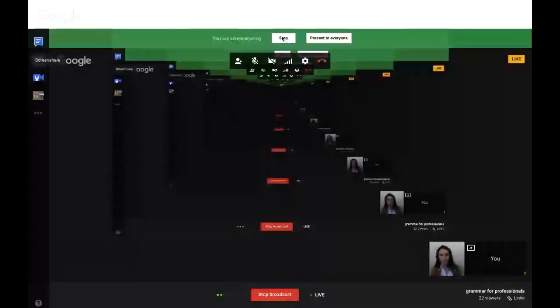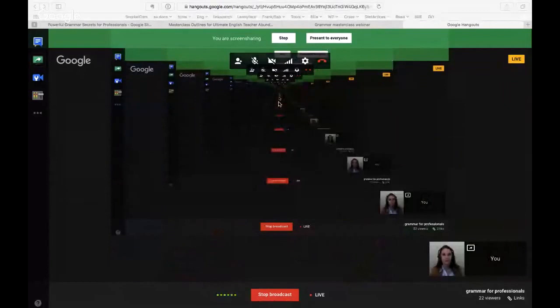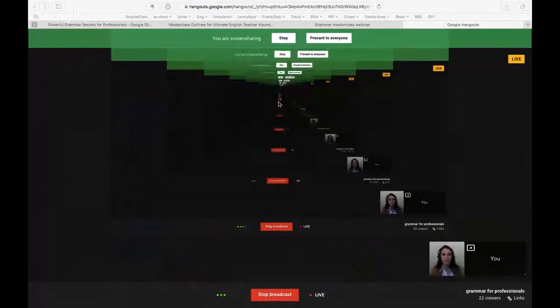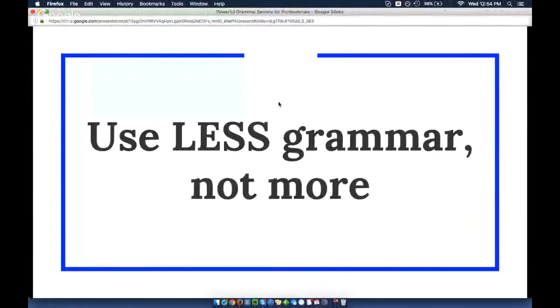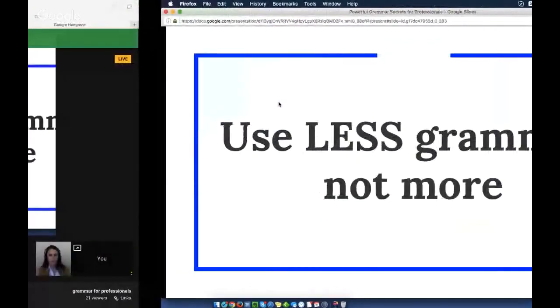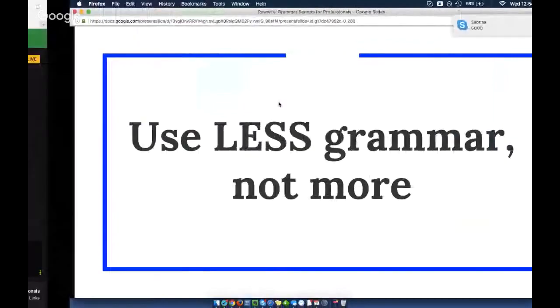And okay, I guess I'm having a little issue. Check. You hear me? Okay, so you hear me. Let's try to share my screen. You might have to click it a couple times. I think they've changed the way that you share your screen. Okay, Sabrina, tell me when you see the vortex. Yeah, okay, good. So now I'm on this secret which says use less grammar, not more. So I'm hoping that that's good.